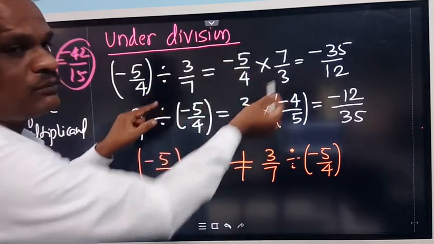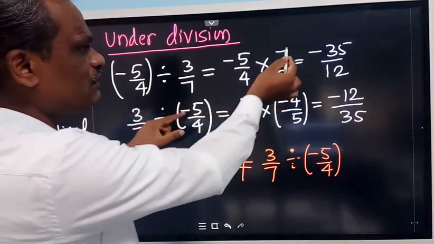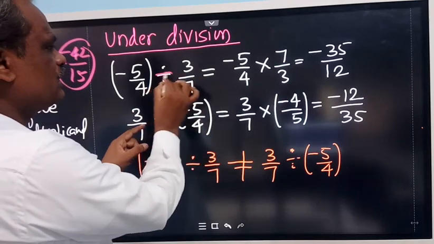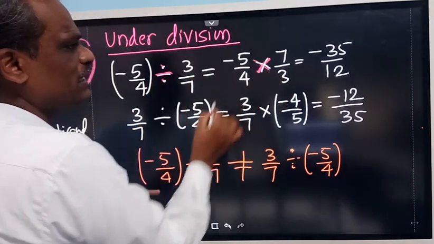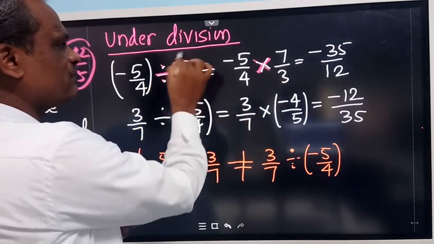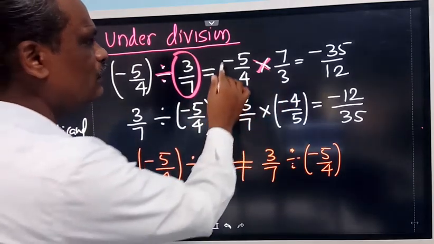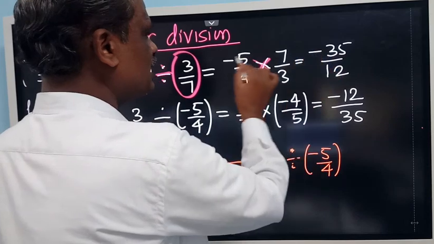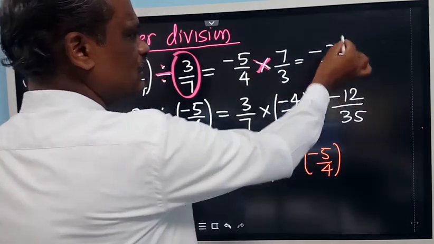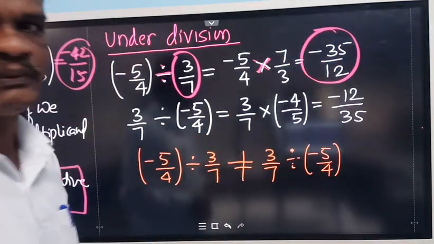If you change this one to multiplication form, 3 by 7 will become 7 by 3. So here I converted division to multiplication form. Therefore 3 by 7 is changed to 7 by 3. Now multiply. 7 5s are 35, minus 35, 4 3s are 12. So you are getting minus 35 by 12.